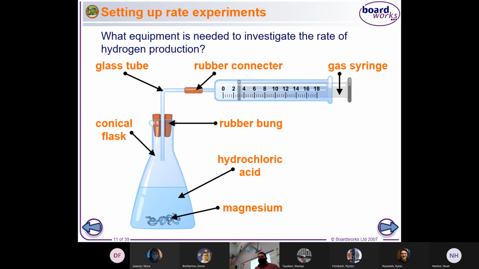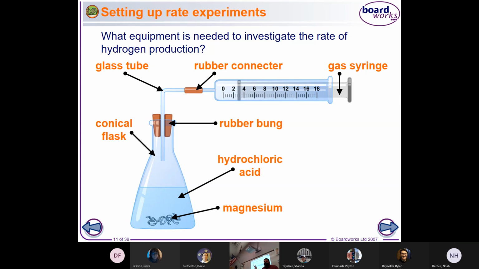So for example here, I have hydrochloric acid, I have magnesium. I could actually collect the gases in here. I could have a stopwatch, and I could watch the plunger get bigger and bigger as I make more and more hydrogen gas. And I can use the stopwatch and say, how long does it take to go from 0 to 2? How long does it take to get from 0 to 4? From 0 to 6? Making more and more hydrogen.